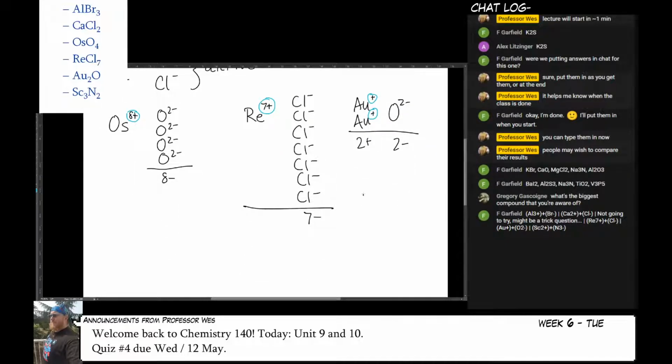And then finally, for scandium, I got 3 of them, and I've got 2 nitrogens. Each of these is 3 minus because octet rule. But I've got to fill in these blanks. Well, the total is -6. This has to equal 6 plus. 6 plus divided among 3 would be 2 plus. There you have it. So that's how you figure out what the charges are on your ions in any ionic compound.